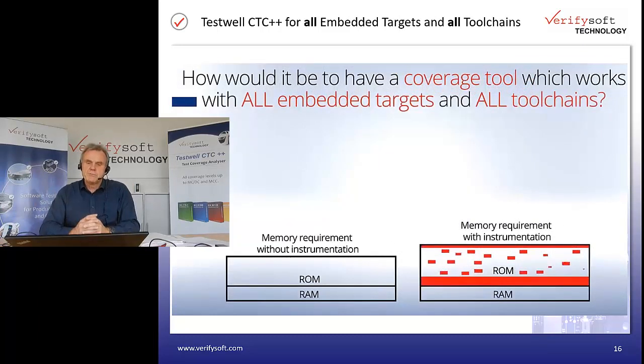Then we have a coverage tool with Testwell CTC++, which works with all embedded targets. The reason is that when you measure the coverage, there is a code instrumentation, so there are counters added to the code. We call this code instrumentation, and the overhead with Testwell CTC++ for this is extremely low compared to other coverage tools. So the memory requirements with the instrumentation of Testwell CTC++ is very low, and it works with all embedded targets and with all microcontrollers. This is a very important point here.